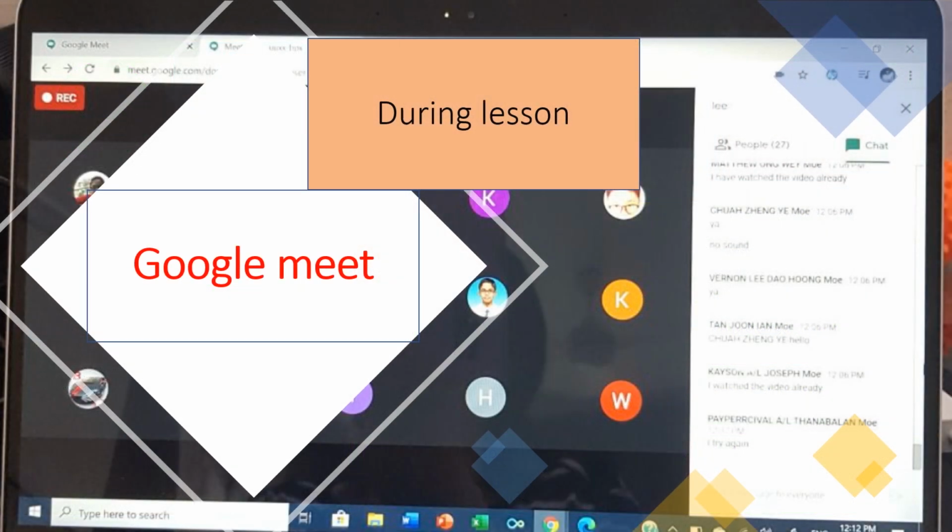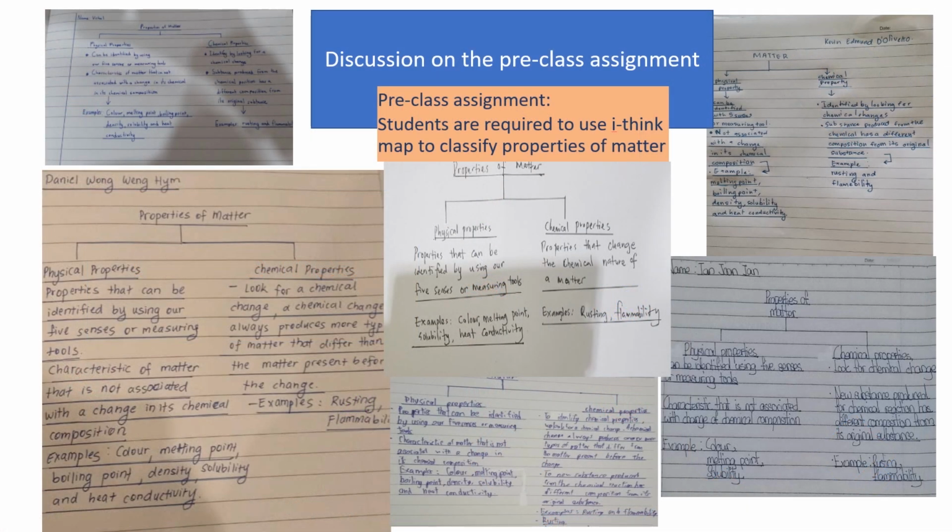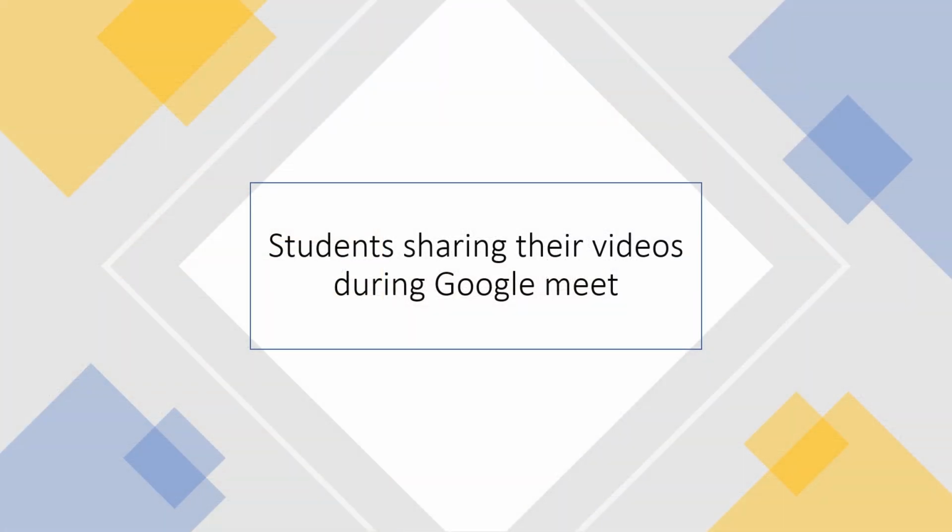During lesson, Google Meet is used to meet students. Students show their pre-class assignment. The pre-class assignment is about using a tree map to classify properties of matter into physical properties and chemical properties. And students share their videos during Google Meet.